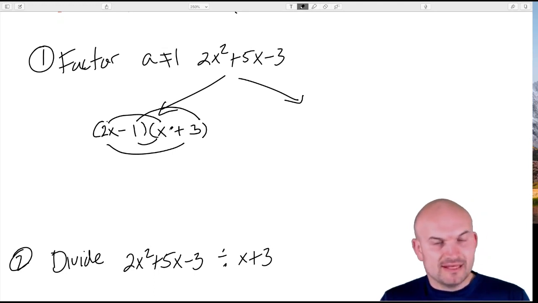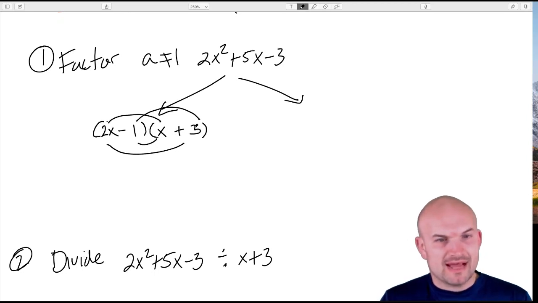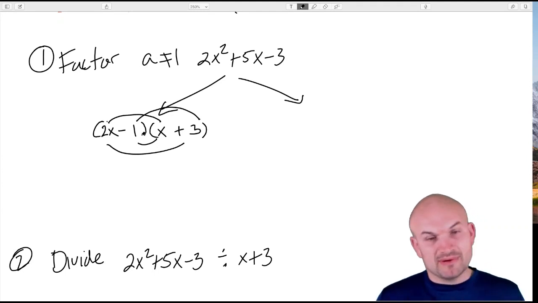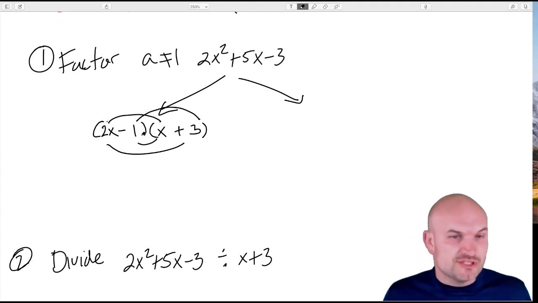In the same case, what if we only wanted a difference of 1? Well, then the 1 and the 3 would need to be switched, right? Because if you multiply 2 times 1, that'd give you a +2x, and this would give you a -3x if that was a -3. So you can see how that would give you a difference of 1. But again, those are really the only two options that you have.